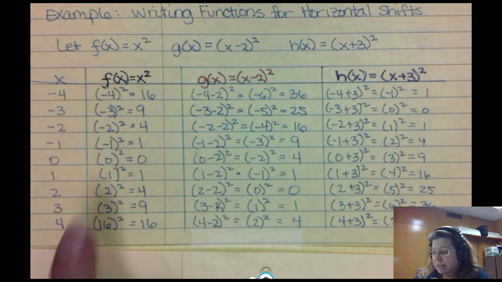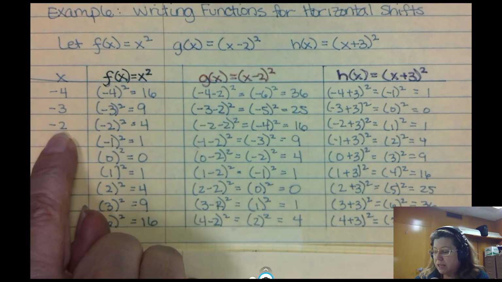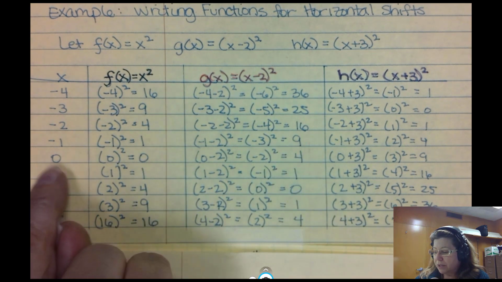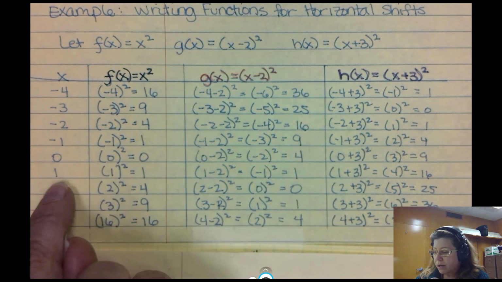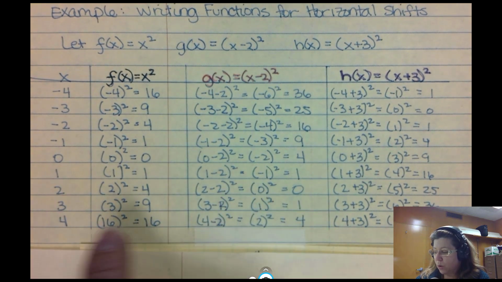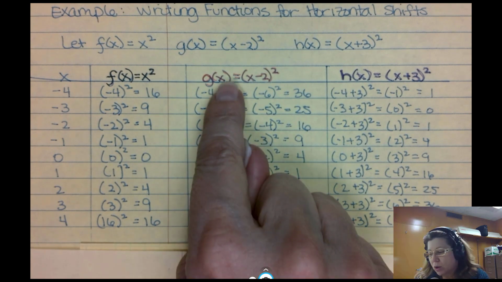For g of x, it's going to be negative 4, 36; negative 3, 25; negative 2, 16; negative 1, 9; 0, 4; 1, 1; 2, 0; 3, 1; 4, 4. And that I'm going to do in red.